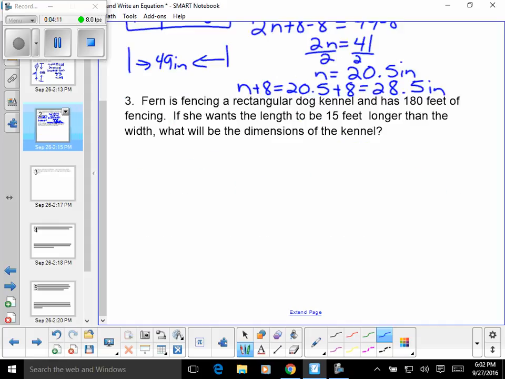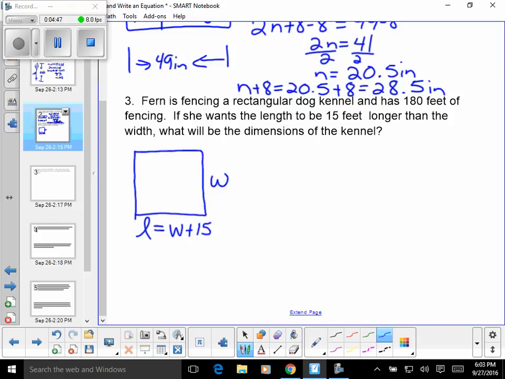Number 3 is a rectangular dog kennel, 180 feet of fencing, which means we're really working with perimeter. She wants the length of the kennel to be 15 feet longer than the width. So if we draw the kennel as a rectangle, we know we have the length here, the width here. Now notice that it says the length is supposed to be 15 feet longer than the width. So the width plus another 15 feet.